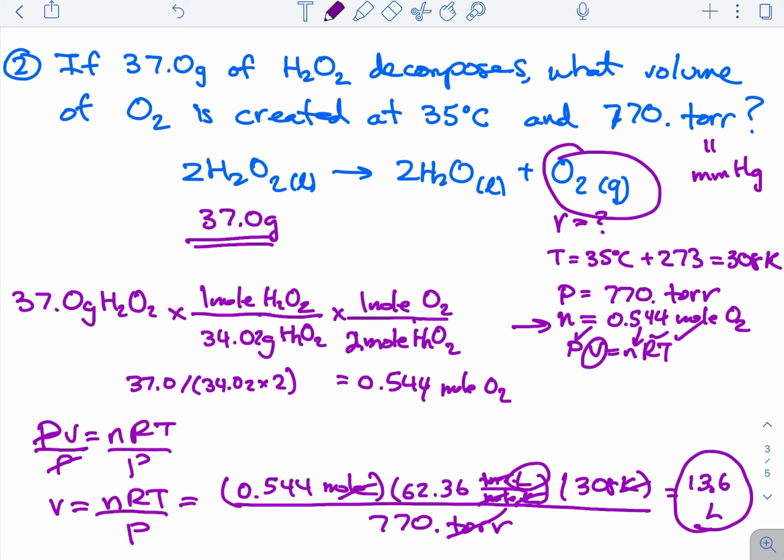Okay, so let's step through it again. I organized my information under the reaction equation, figured out what we had and what we were missing. We were missing the n value, so we did a stoichiometric calculation to find that n value, starting from the mass of the hydrogen peroxide over here. And then once we had that number, we came back and plugged it into PV equals nRT, crunched the data, and double checked what unit we're getting, and that's our answer.